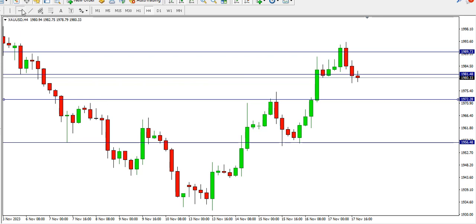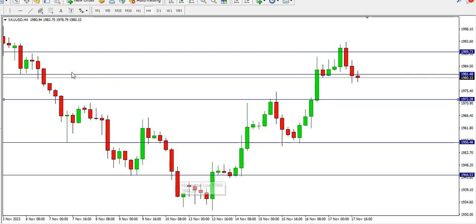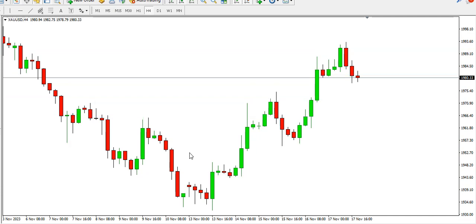Let's assume this is another structural level. You can enter your trade at the break of structure and place your stop loss above the pullback of the structural level. So you can always look out for break of structure in a fully developed trend. What do I mean by a fully developed trend? Let's assume this is where this trend starts.